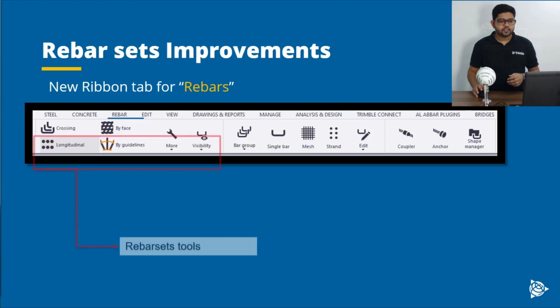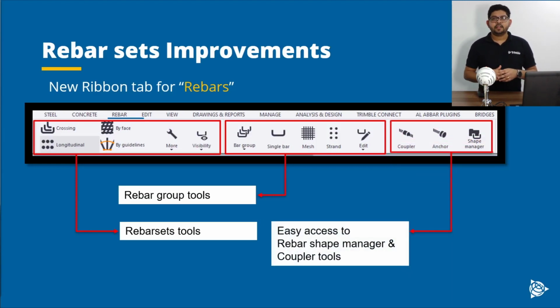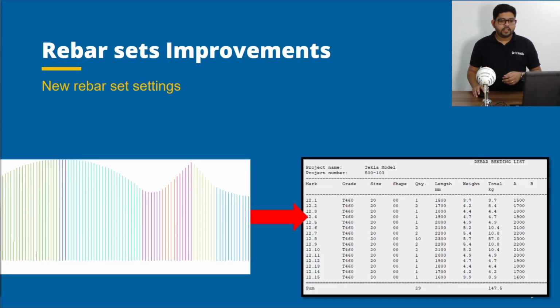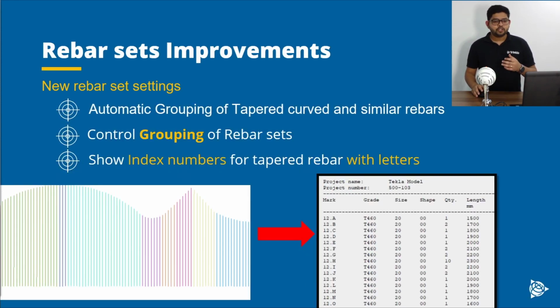A new exclusive ribbon tab has been added for reinforcement modeling and related tools. And here you can see the rebar shape manager and the coupler tools can be easily accessed directly from the selection ribbon itself. New rebar settings have been introduced for automatic grouping of tapered curves and similar bars so that they belong to the same rebar group. And it is also possible to use the index numbers or the sub-IDs for the tapered curve with letters, and these settings can be availed directly from the advanced options.